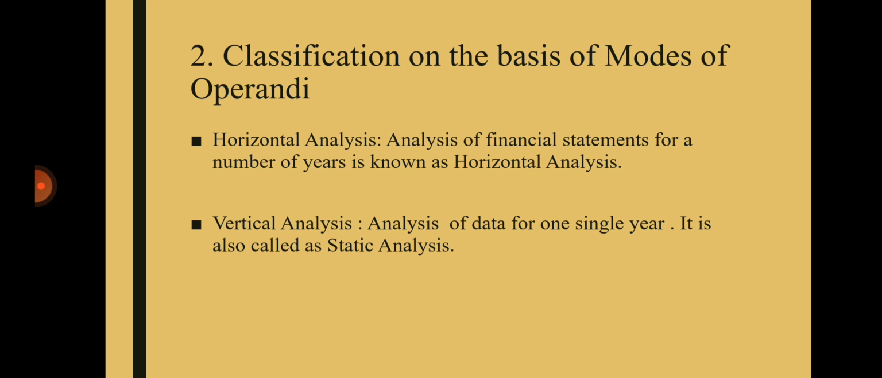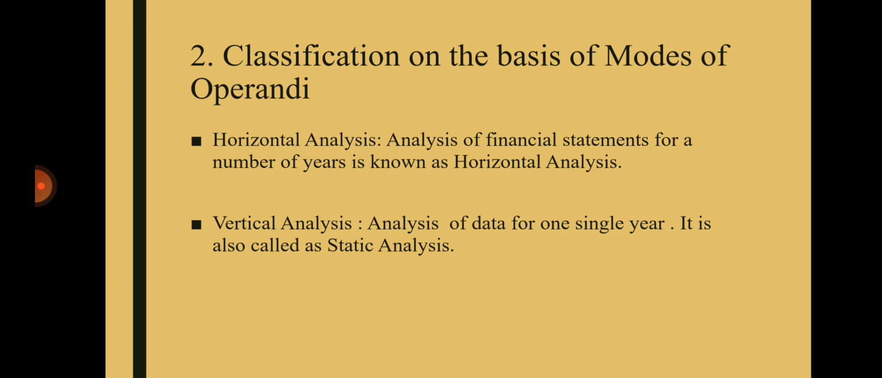Second one is vertical analysis. Analysis of financial data for one single year is called vertical analysis, and this analysis is also called static analysis. Examples of vertical analysis are common size statement and ratio analysis. So these are the two examples of vertical analysis.